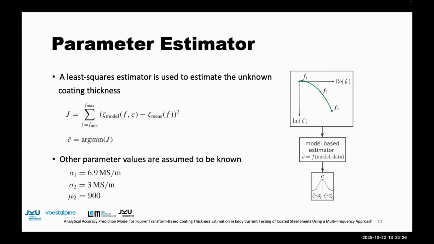Then for the parameter estimation, I'm using a model-based least squares estimator over all frequencies. And so I can derive an estimate for the coating thickness C. All other parameter values are assumed to be known, and the substrate material is assumed to be linear, so the permeability is constant 900.